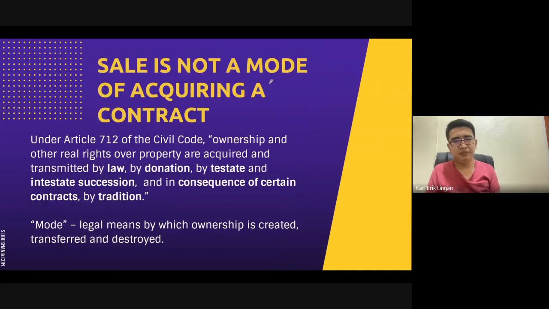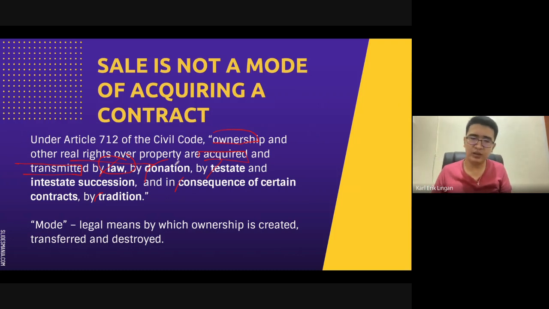Sabi dito, ownership and other rights over property are acquired and transmitted by law, by donation, by testate and intestate succession, in consequence of certain contracts by tradition. When we say law, if it is specifically given by law that this contract will transfer ownership. Sa sale kasi wala kang mahanap na ganyan. By donation, when your parents donate the property to you, that's donation. When we say succession, dalawa yan, testate or intestate. When we say testate, there is a last will and testament executed by the person. Kung intestate, ibig sabihin, namatay siya na wala siyang ginagawang last will and testament. Okay? In consequence of certain contracts, there are certain contracts that transfer ownership, which is related to, number one, by law and by tradition.